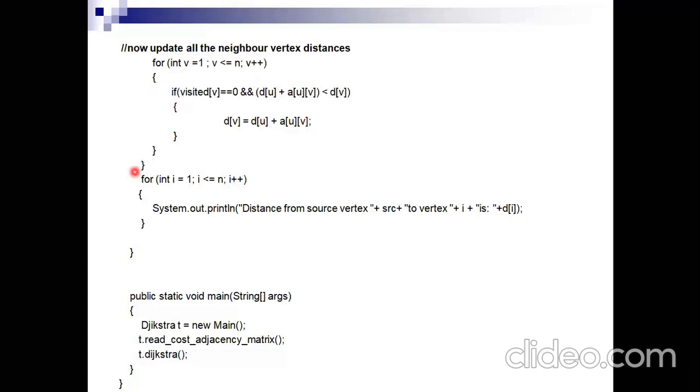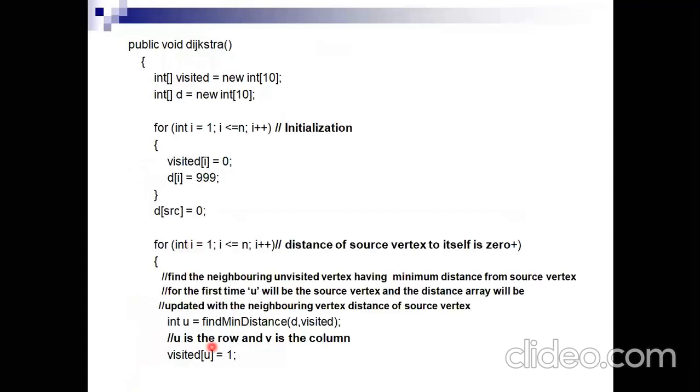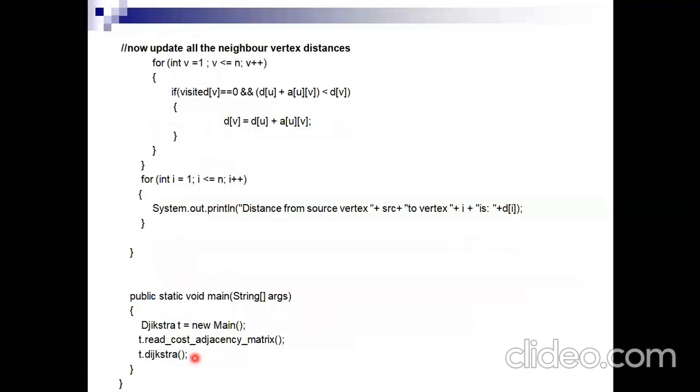This is the end of this for loop, wherein all the steps are done: finding the minimum distance, marking U as visited, finding all the neighbor vertices, and updating all the neighbor vertex distances. So your neighbor vertex should be unvisited, and you update the distance if this condition is satisfied. So we will repeat the steps. Once the steps are done, we have updated the distance array.